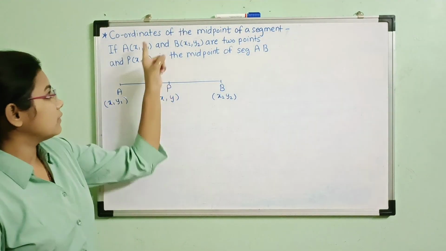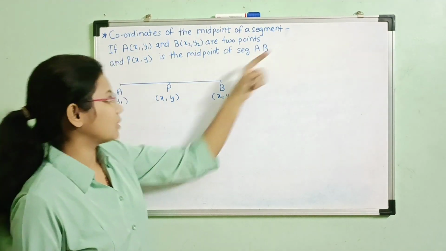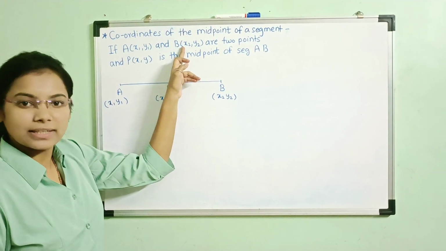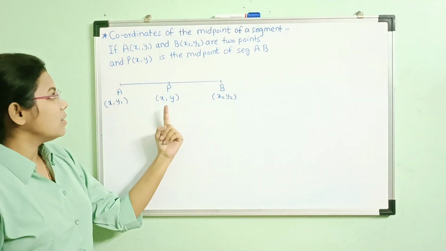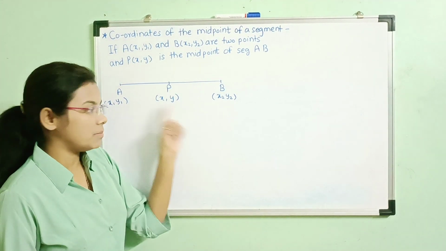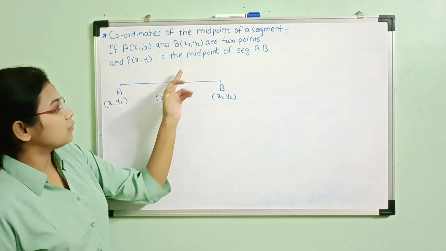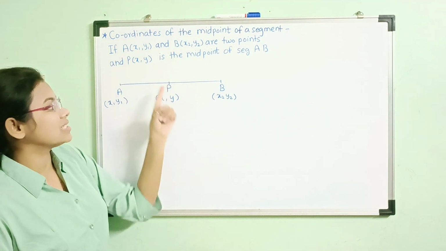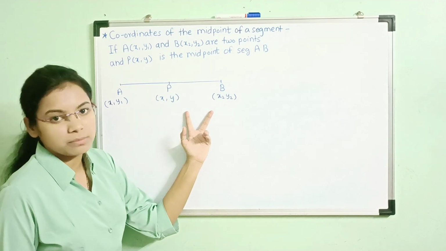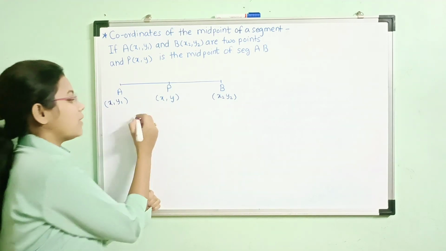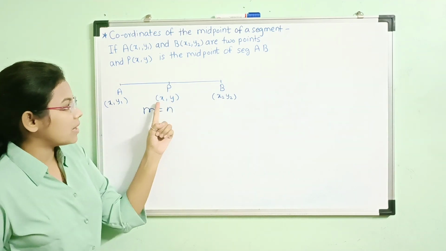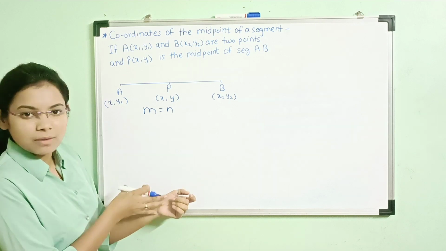Now we are going to derive the coordinates of the midpoint of a segment, right? If A is with coordinates x1, y1 and B is with coordinates x2, y2 are 2 points and P is the midpoint of segment AB, then we know that P divides line segment AB in the ratio m is to n. But here we are given that P is the midpoint of segment AB, which means the distances AP and PB will be equal, right? Then the values of m and n will be equal, meaning m equal to n. In this case, how our x and y coordinates come out, we are going to derive.